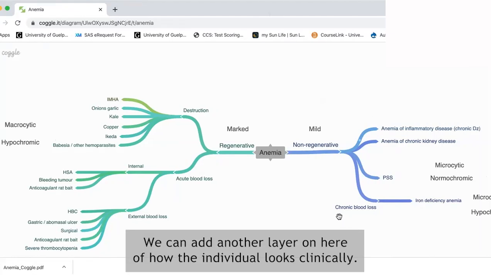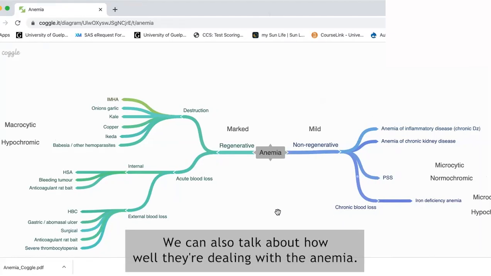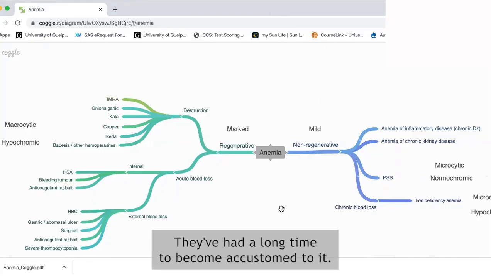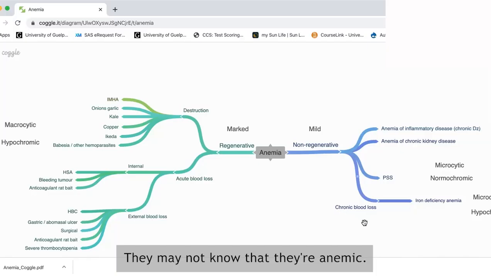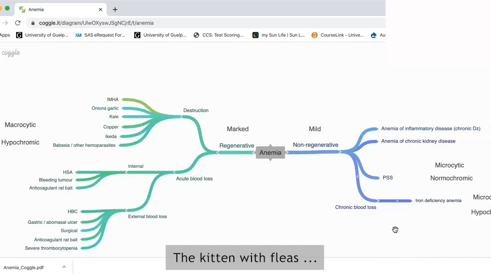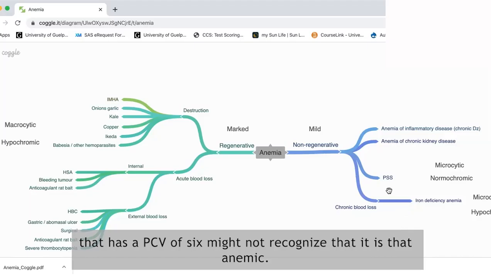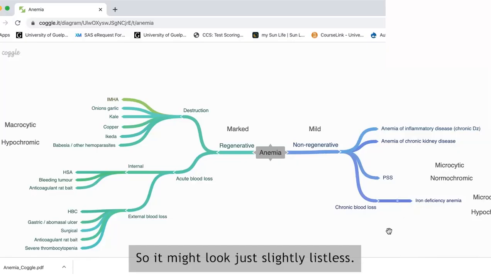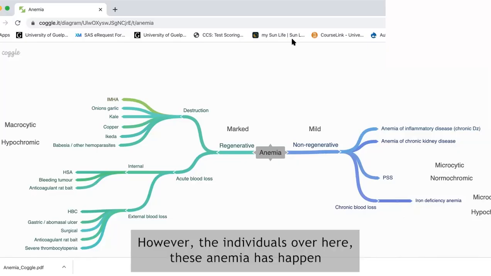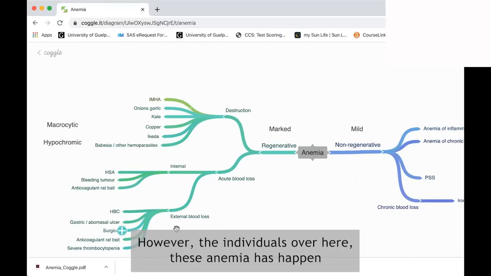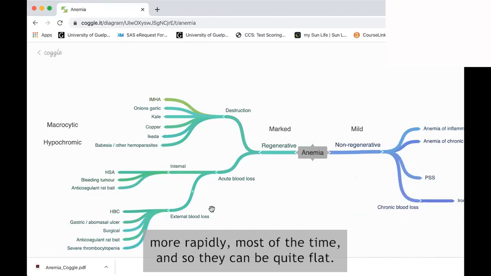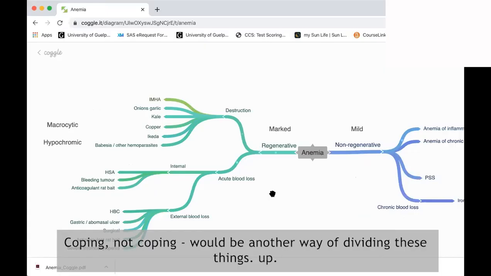We can add another layer on here of how the individual looks clinically. We can also talk about how well they're dealing with the anemia. Individuals on the mild side, they've had a long time to become accustomed to it. They may not know that they're anemic. The kitten with fleas that has a PCV of 6 might not recognize that it is that anemic. So it might look just slightly listless. However, the individuals over here, these anemias happen more rapidly most of the time, and so they can be quite flat. Coping, not coping would be another way of dividing these things up.